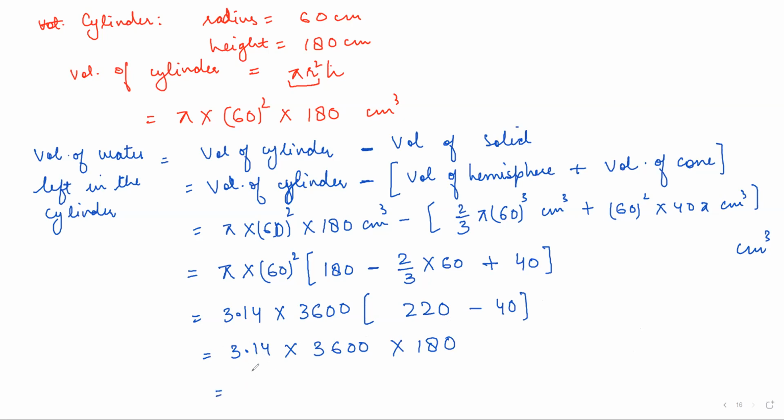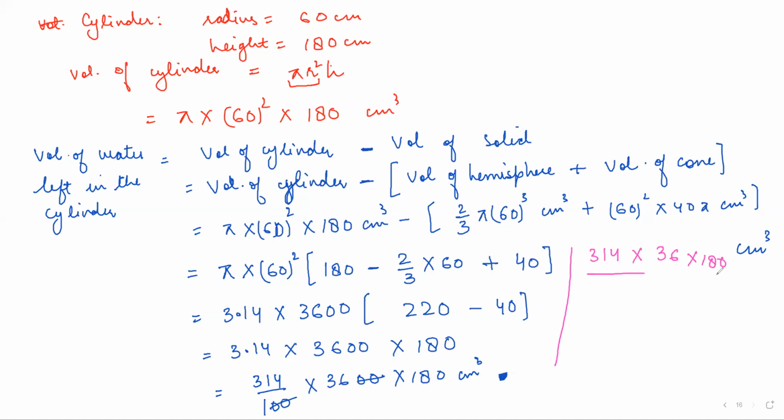See, some zeros will go from here. 314 upon 100, right, into 3600 into 180. So at least 2 of the zeros will go, and then you have to perform this multiplication. Also you can do one thing here. This answer is in centimeter cube and it is looking like such a big number, so you can convert it into meter cube also. So you can write 314 into 36 into 180, and if you divide this by 1000, the answer will be in meter cube.